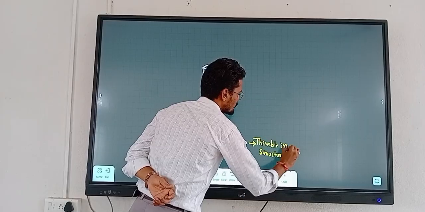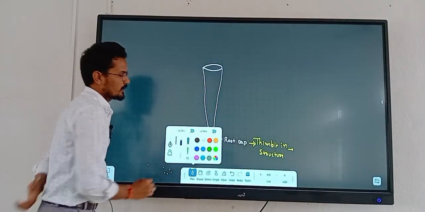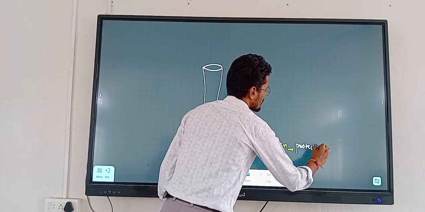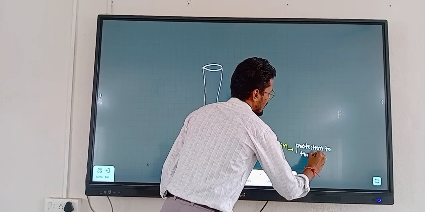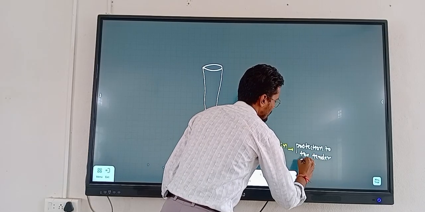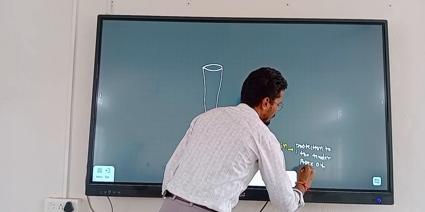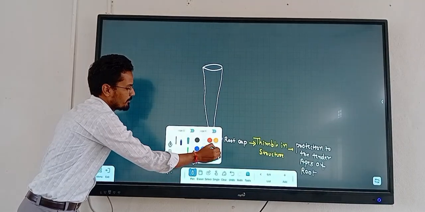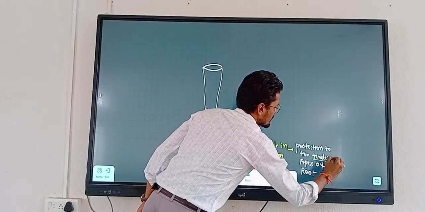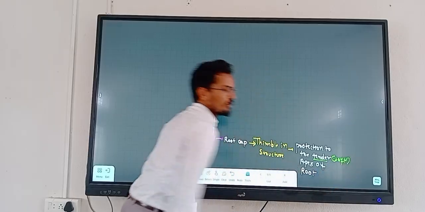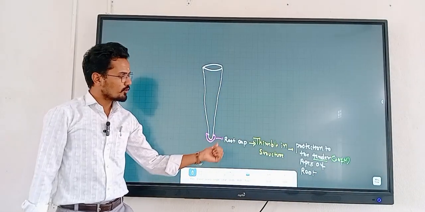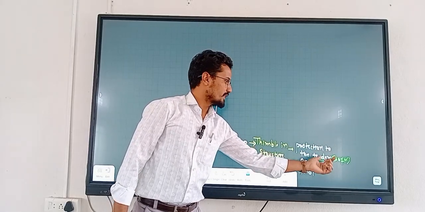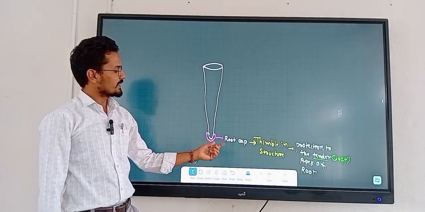Okay, which used to give protection to the tender apex of root. Here tender means soft. How to remember? Tender means soft. Actually, this root cap gives protection from any hard material present inside the soil. From that hard material, it will give protection to the root. That is called a root cap.